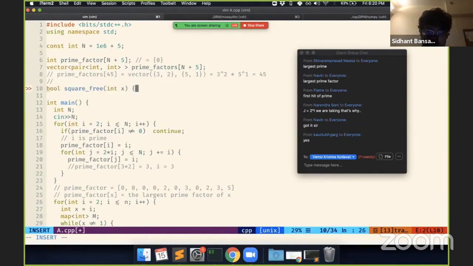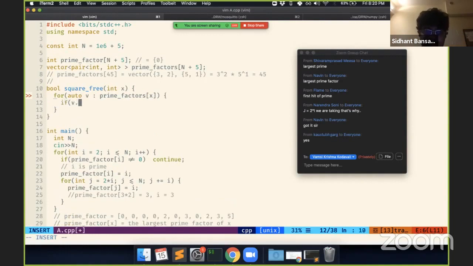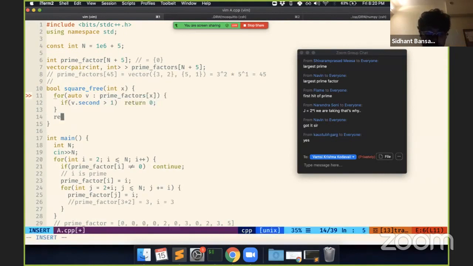Let's say you have x. What will you do? You'll simply iterate on the vector of x, and say if v dot second is greater than 1, then return 0. Otherwise, return 1.